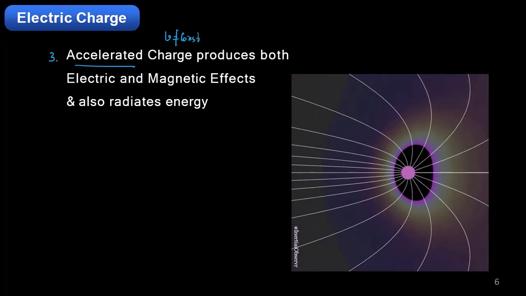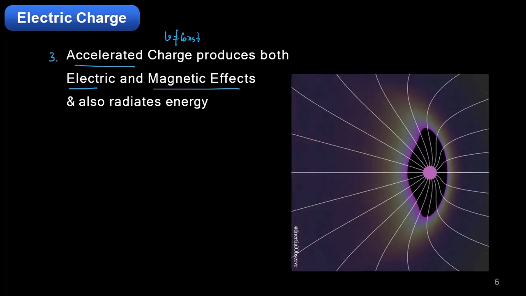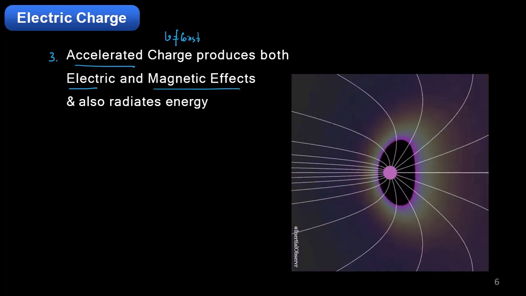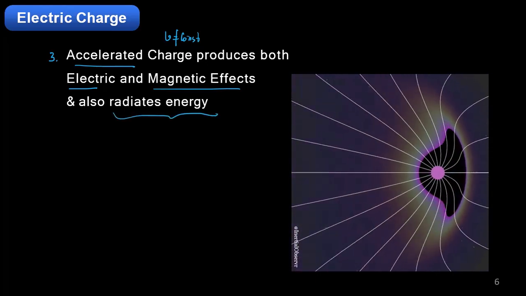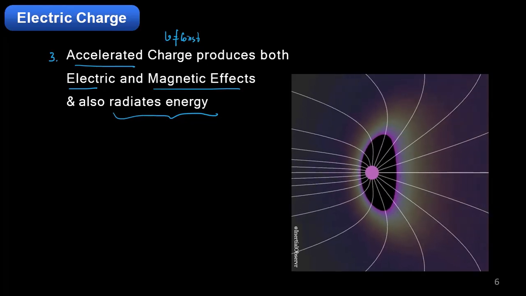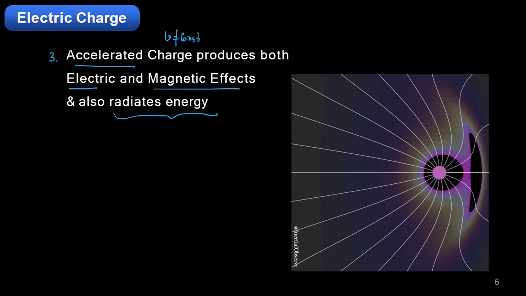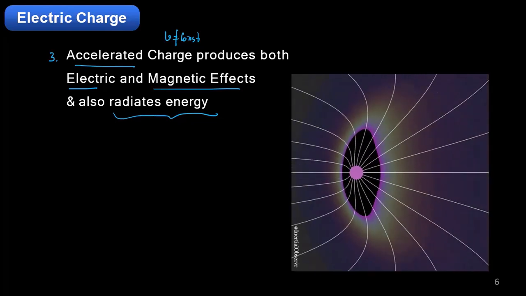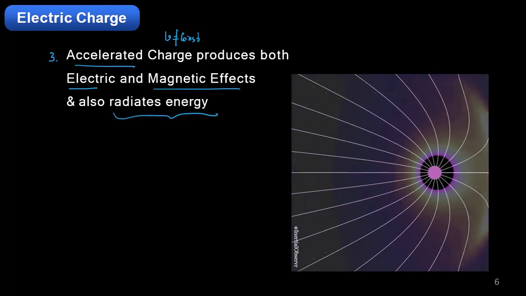So in this situation, what is happening? It can create both electric and magnetic effects, similar to case number 2. But along with that, there is an additional property: the radiation of energy. Whenever the charged particle is accelerating, it can create the electric effect as well as the magnetic effect, and along with that, it can create the radiation of energy. You can clearly see this charged particle is moving to and fro.